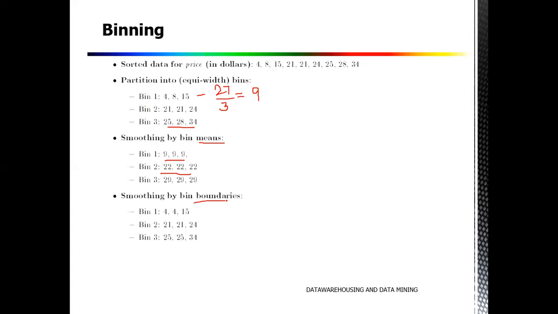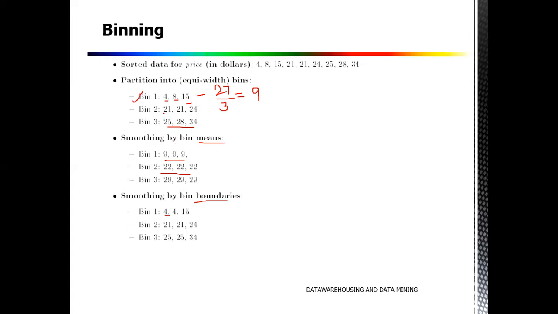Now coming on to bin boundary. Let us check the first bin, in which the minimum value is 4 and the maximum value is 15. Let's take one by one. 4 is closest to the minimum value because it is itself the minimum value. It will remain same. Next value is 8. 8 is closest to the minimum value, so it will be replaced by the minimum value of the bin. 15 is itself the maximum value, so it will remain same as 15.